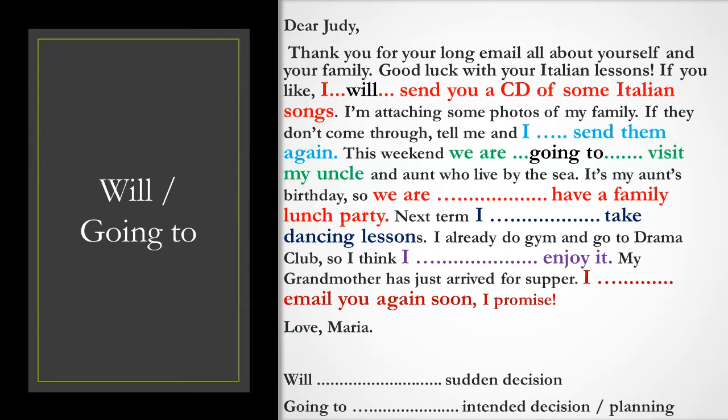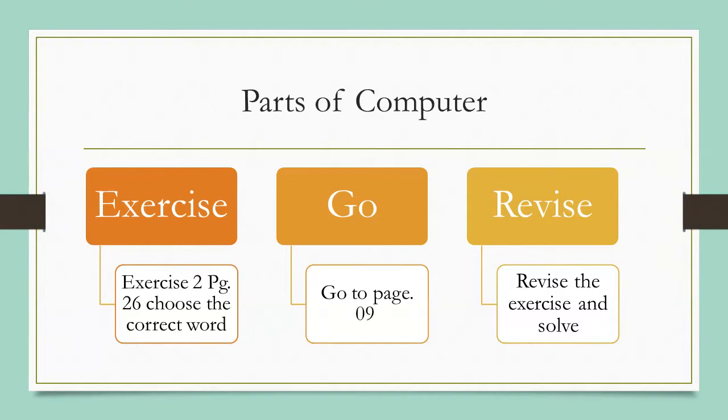The next exercise is exercise 2 at page number 26. This exercise is about the parts of a computer like mouse, CPU, monitor, joystick, printer or power supply that we have also done in our Unit 2, lesson number 2. So what you have to do, go to page number 9 and open the exercise there and then revise it from there and come back to page number 26 and solve exercise number 2. It's very easy.